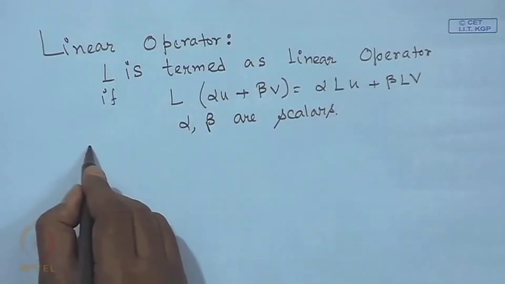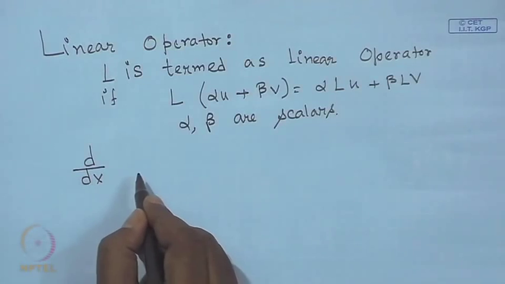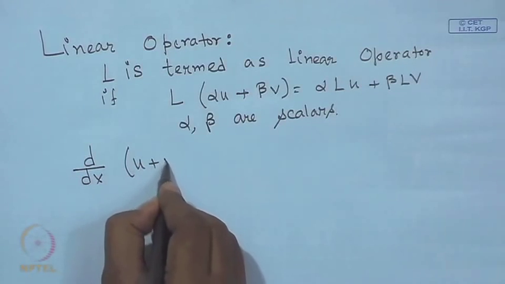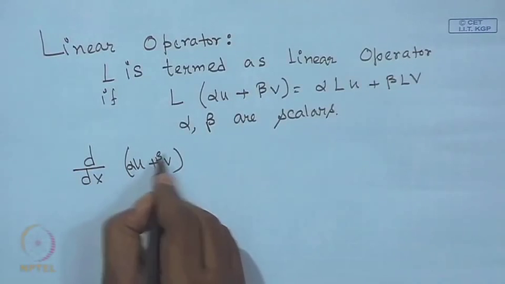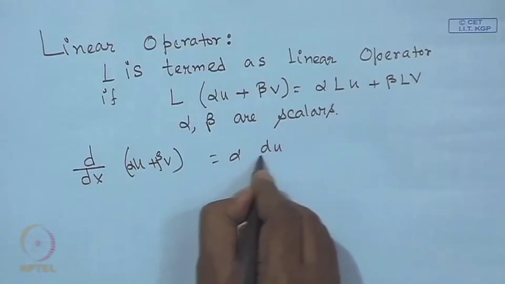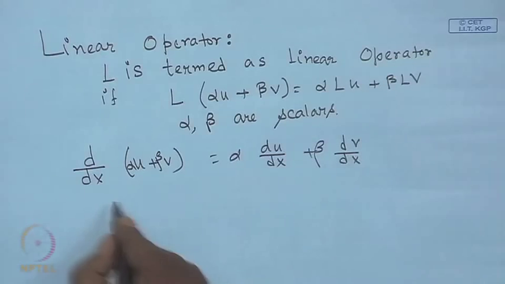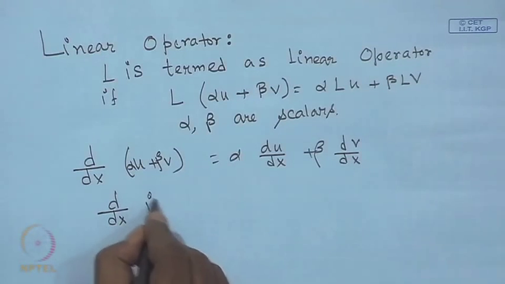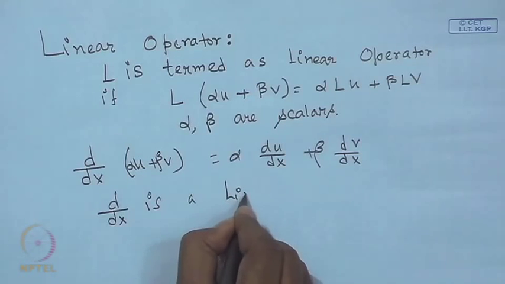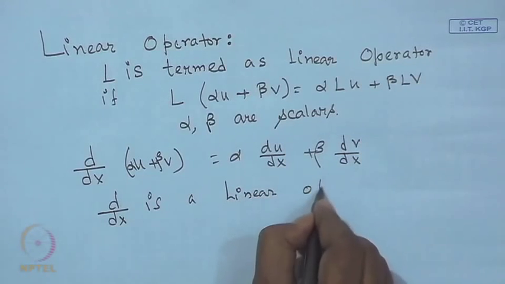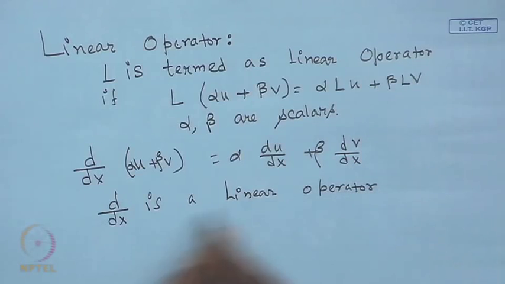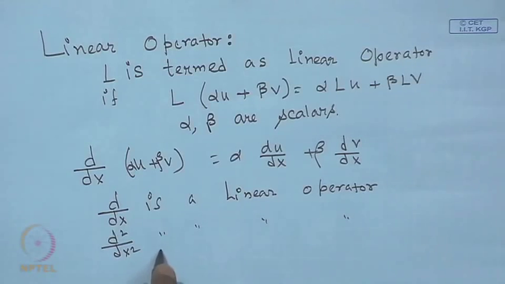So, therefore, differentiation is a linear operator. So, d dx of alpha u plus beta v is nothing but alpha du dx plus beta dv dx. So, d dx is a linear operator. d square dx square is a linear operator, integration is a linear operator. So, all these are basically linear operators.